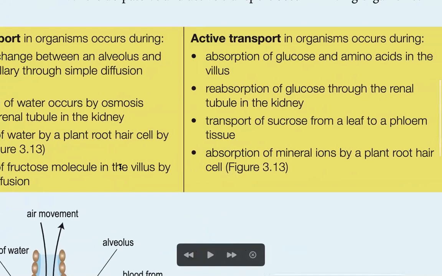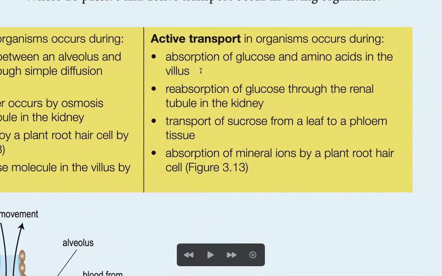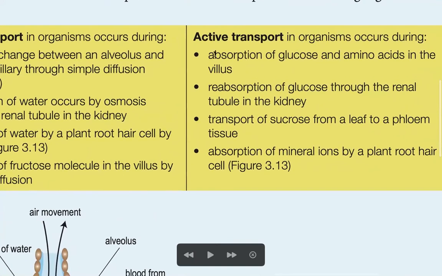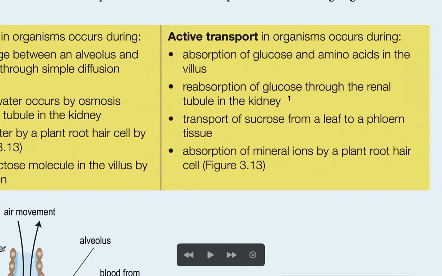The next one is the examples for active transport, which happen in your daily life. The first one is absorption of glucose and amino acid in the villus. The villus is in the small intestine. When we want to take glucose and amino acid into the small intestine, we require energy, and that process is called active transport. Next, reabsorption of glucose through the renal tubule in the kidney. When the kidney absorbs water, it is osmosis and passive transport. But when the kidney absorbs glucose, it uses active transport. So you can see the comparison.